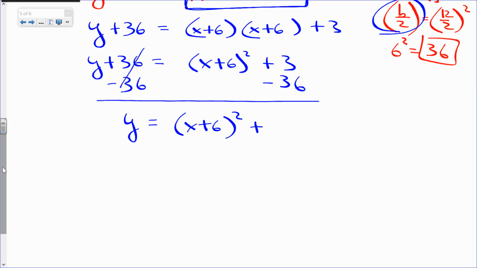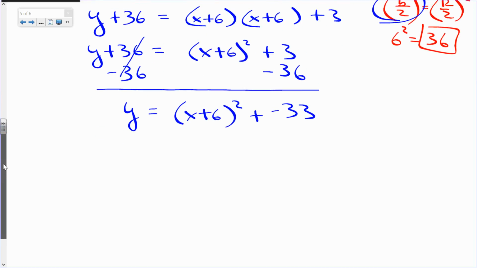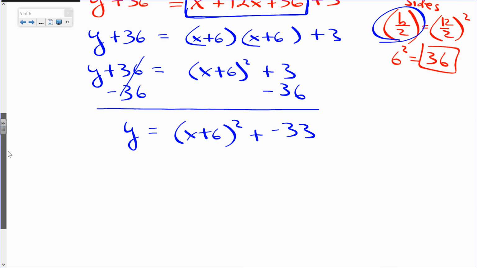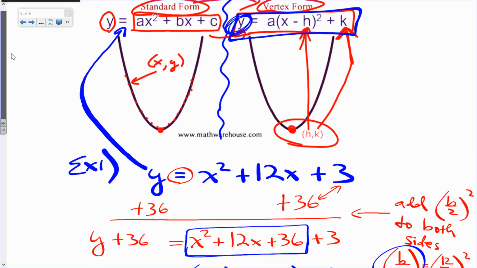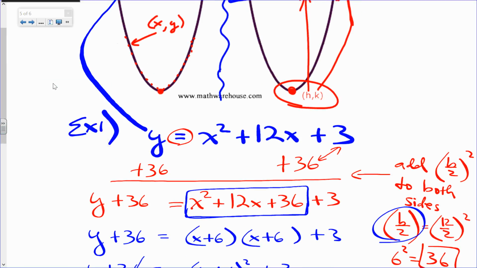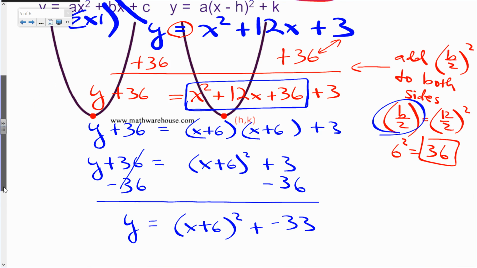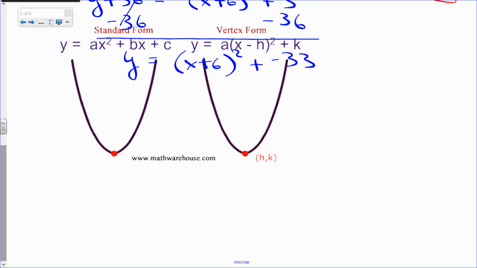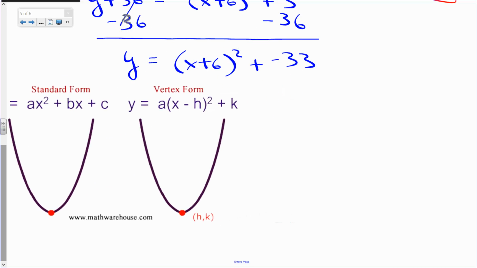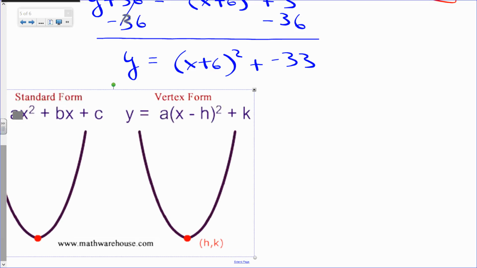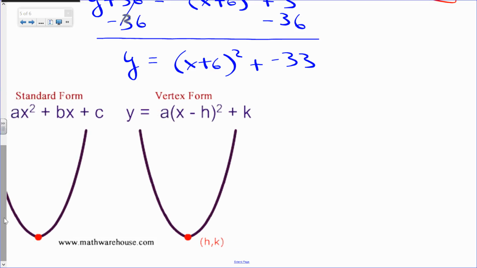What is 3 minus 36? Close. Negative 33, right? So far, so good? Okay. Now this is looking like vertex form. Now, vertex form says, let me get this down over here. Stay with me here. Move this over here. Let me compare this to vertex form now. Watch. So the A value right here is going to be 1.